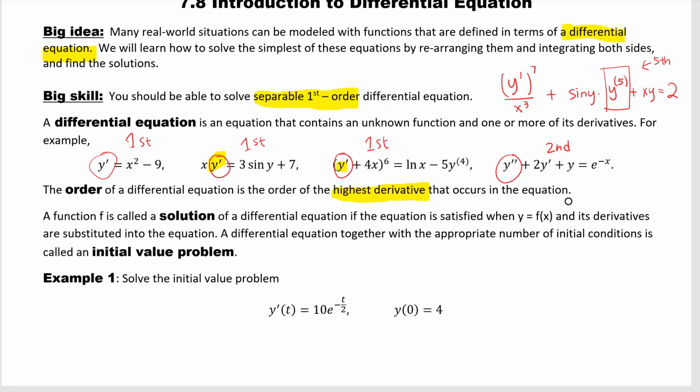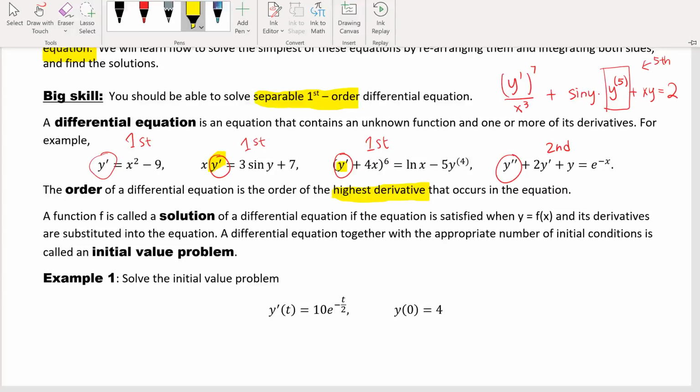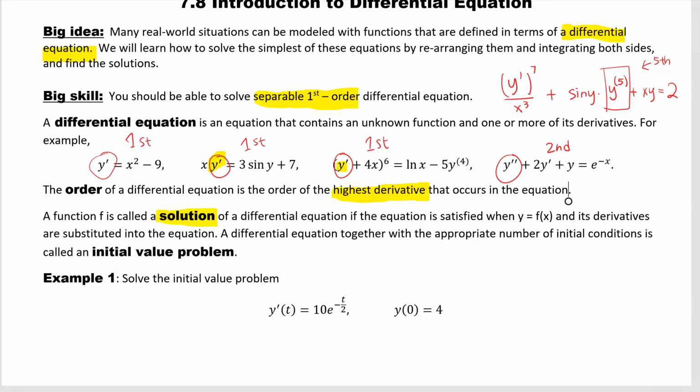Okay, then a solution. A function f is called a solution of a differential equation if the equation is satisfied when the function and its derivatives are substituted into the equation. A differential equation together with the appropriate number of initial conditions is called an initial value problem.